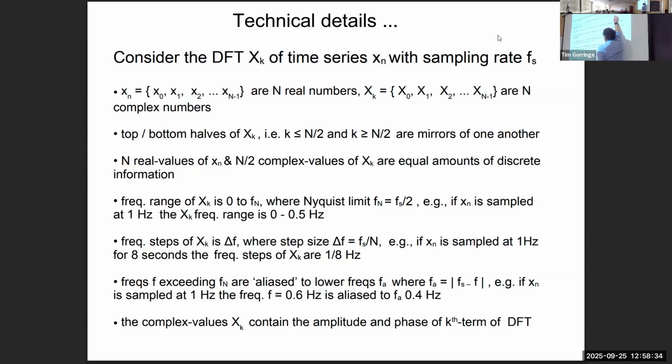The frequency domain data will be complex numbers. If you think about the calculation, we're taking real time domain numbers, multiplying them by a complex quantity. So we're going to get complex numbers. So the frequency domain data will actually be complex numbers.